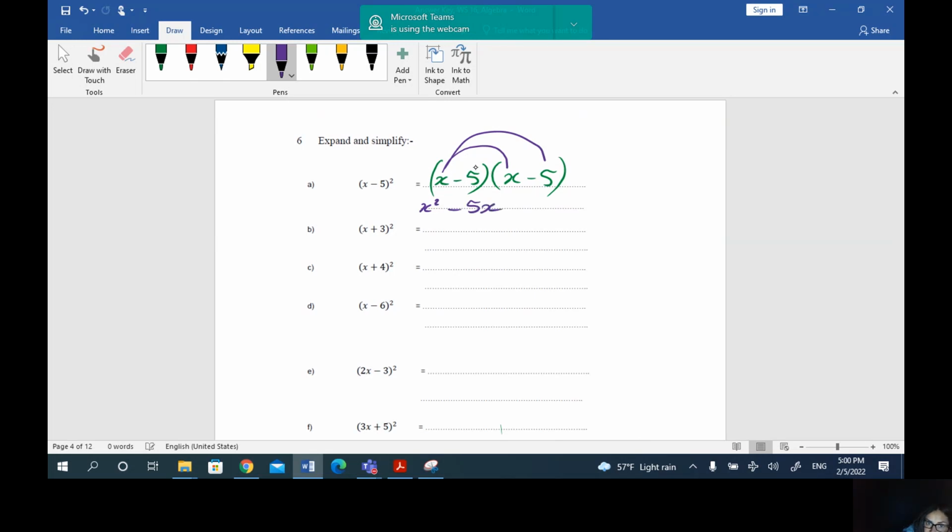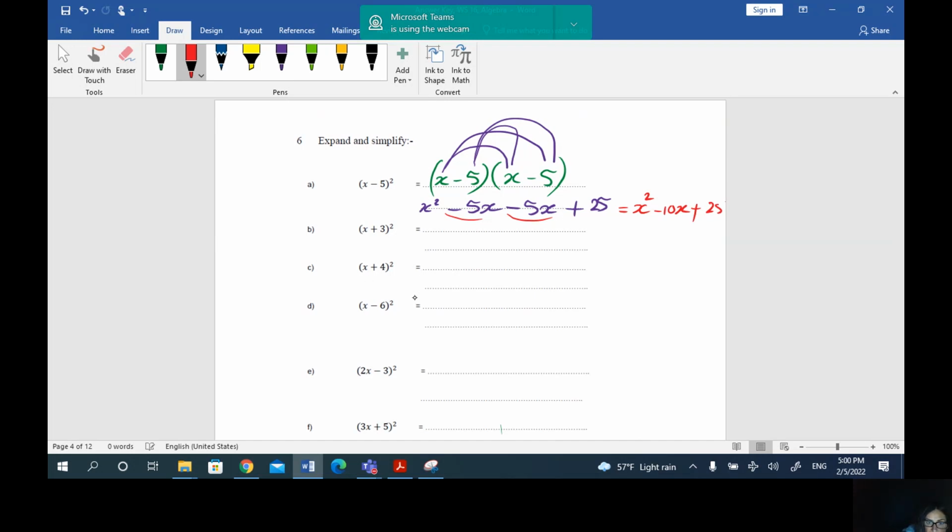And then we're going to take the second term in the first bracket and multiply it by each term in the second bracket. So minus 5 times x is minus 5x. Minus 5 times minus 5 is plus 25. Now, the final step is collecting like terms. X squared is on its own, so it will stay as x squared. Minus 5x minus 5x are like terms, so it's minus 10x. And plus 25 is on its own. And this is the expanding of this.